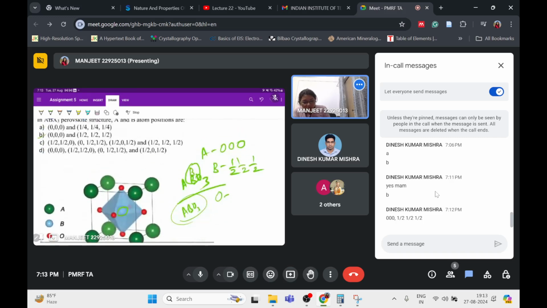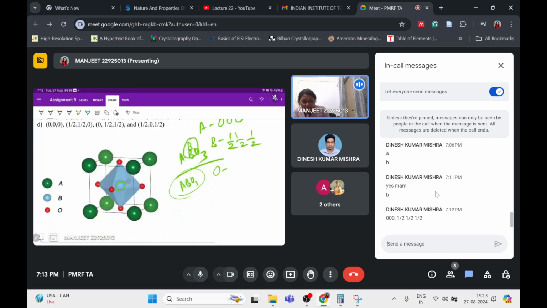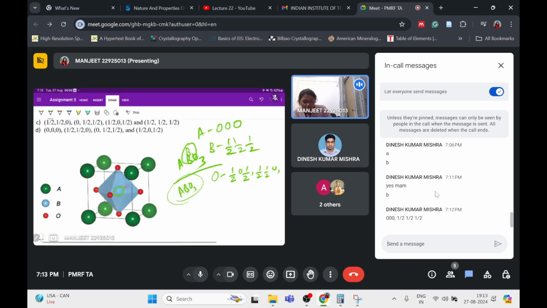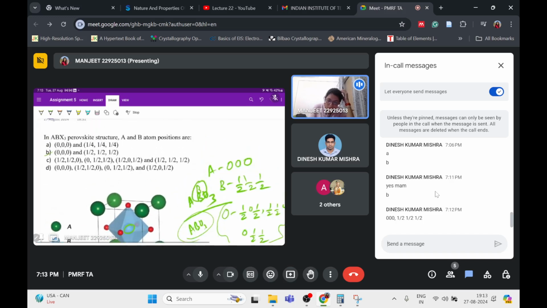So for the oxygen one, it is lying at the face center. So the motif will be 1 by 2, 0, 1 by 2, 1 by 2, 1 by 2, 0, and 0, 1 by 2, 1 by 2. This is for the oxygen atom. So in perovskite, A is at 0, 0, 0, B is at 1 by 2, 1 by 2, 1 by 2, and the oxygen is at 1 by 2, 0, 1 by 2, 1 by 2, 1 by 2, 0, or 0, 1 by 2, 1 by 2. So according to this, we have to tell about the A and B atom.